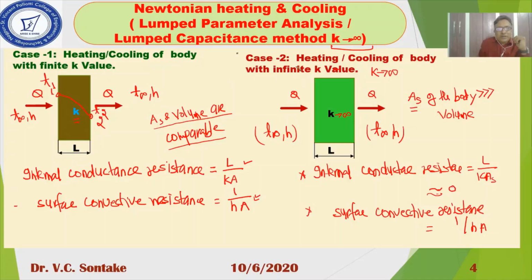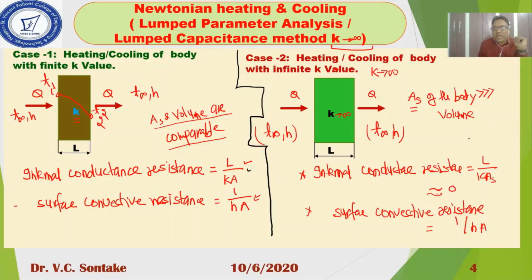In case 1, I have assumed a finite thermal conductivity value, and because of that, the material is going to offer some internal conductance resistance L over KA, and that finite internal conductance resistance value is going to create a temperature gradient across the surface of the material. While in the second case, the thermal conductivity value is tending to infinity and the surface area of the body is very large compared to its volume.